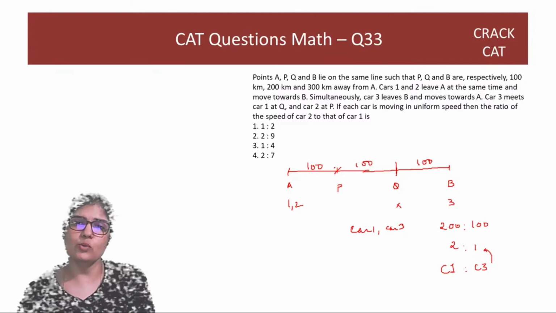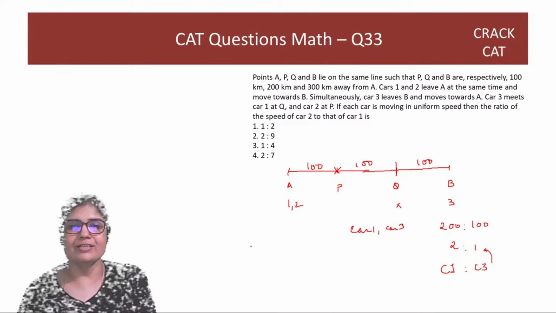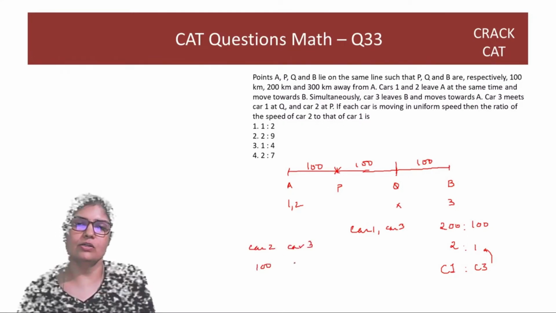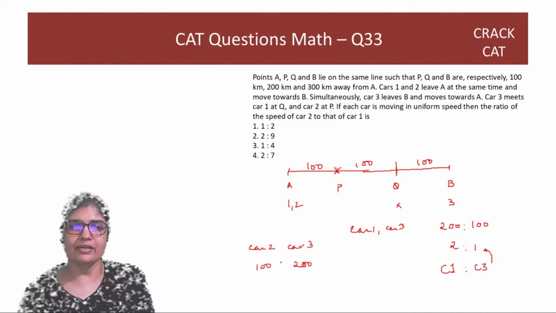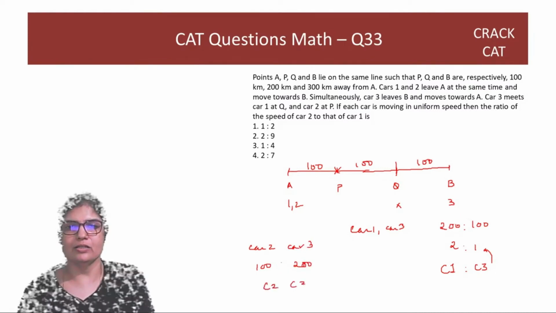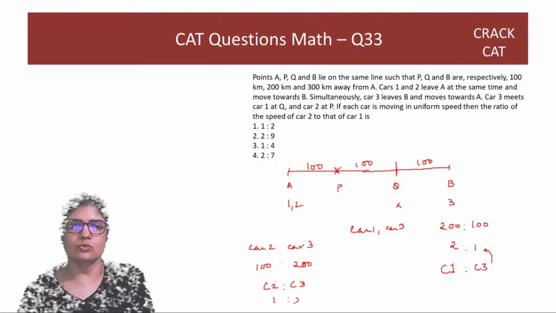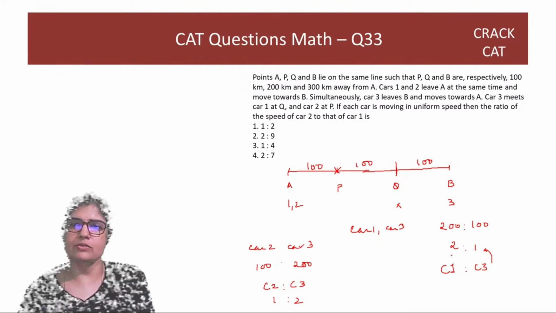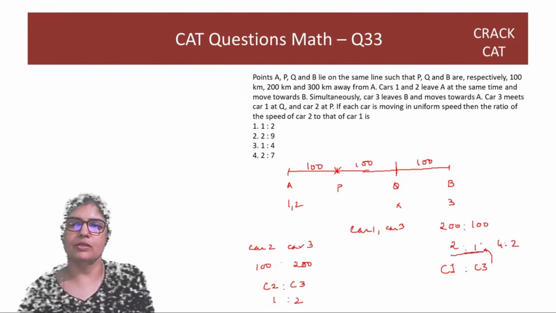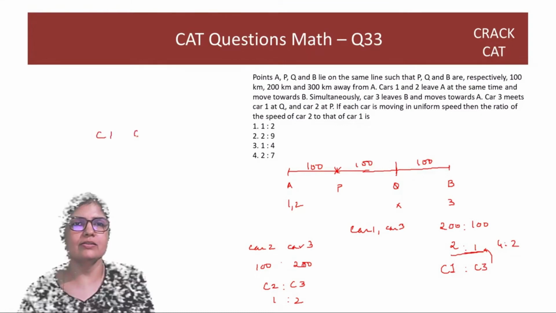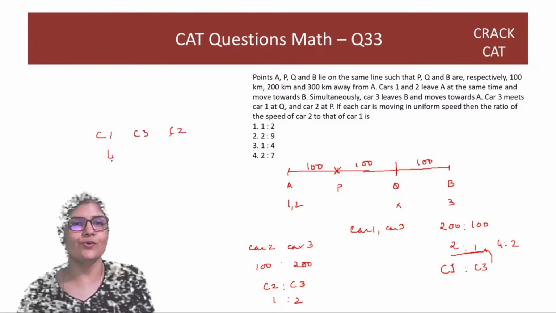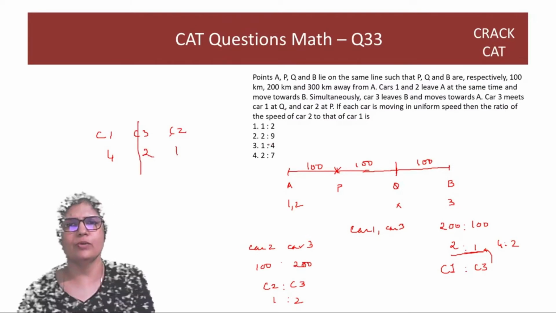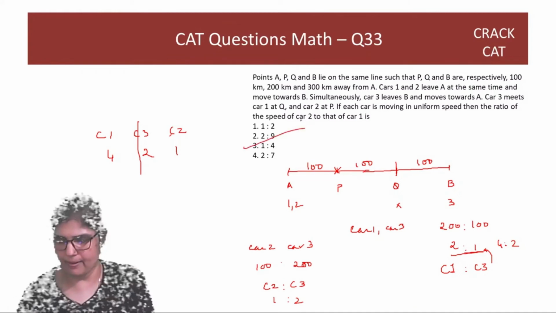Now car 2 and car 3 meet at point P, in which case car 2 has traveled 100 and car 3 has traveled 200. So their ratio, C2 and C3, this is 1:2. So let's get this also 1:2. So this becomes 4:2. So C1, C3, C2 is 4:2:1. And hence C1 and C2 is 4:1, 1:4, whatever, same thing. Third option.